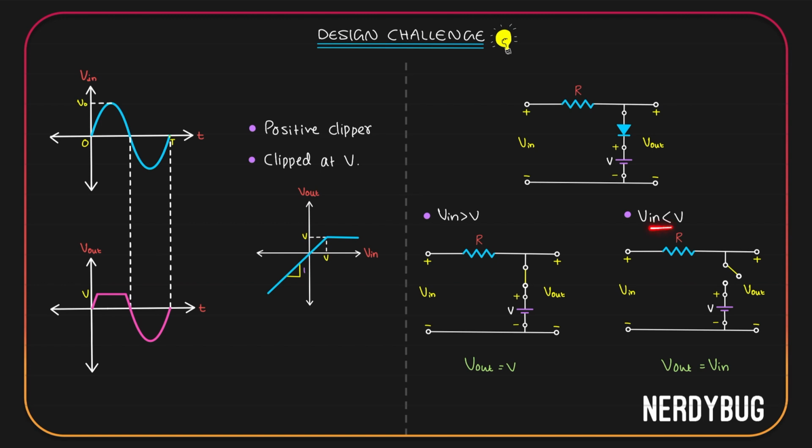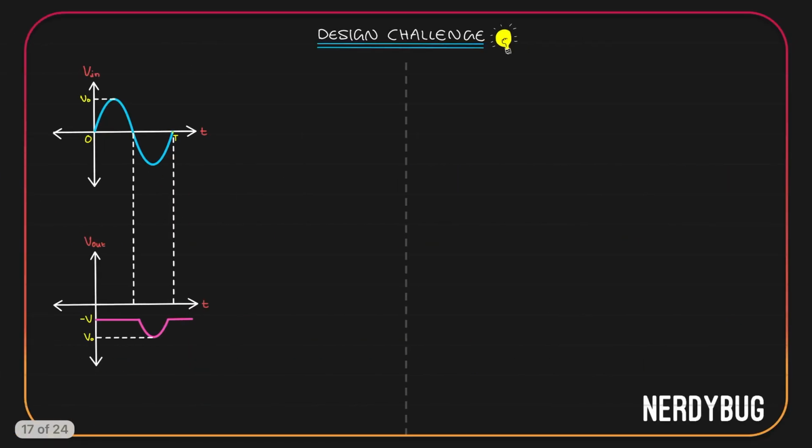When input is less than V, output is equal to input. You can see that over here, when input is less than V, we have a straight line whose slope is 1, which means output is equal to input. Let's go to the next challenge.